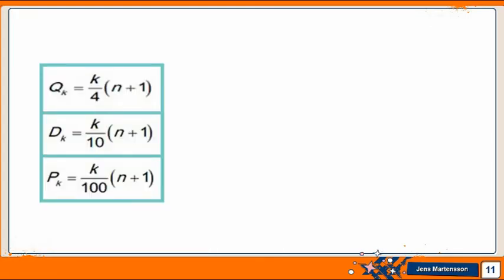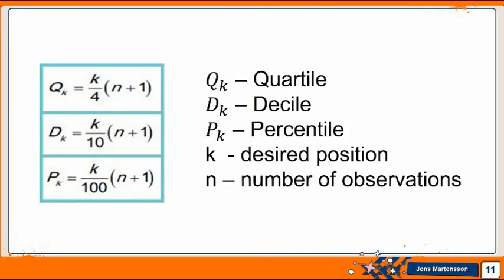So for the formula, we have Q of K is equal to K over 4 times N plus 1 for quartile. D of K is equal to K over 10 times N plus 1 for decile. And P of K is equal to K over 100 times N plus 1 for percentile. Where Q of K stands for quartile, D of K stands for decile, P of K stands for percentile, and K is for the desired position, while N is the total number of observations.